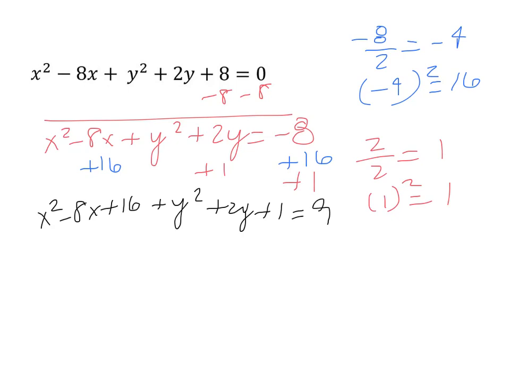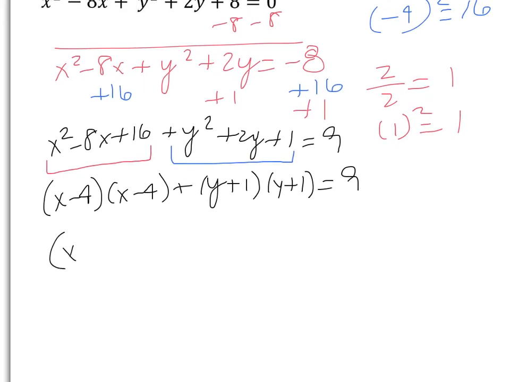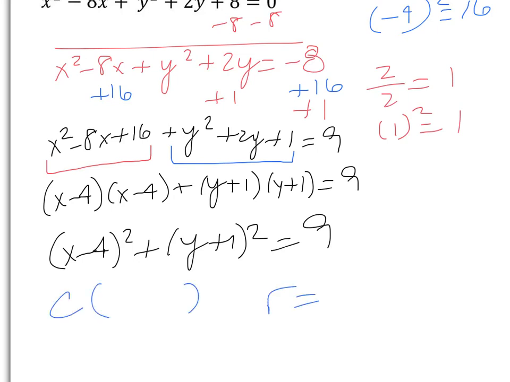equals 9. I'm going to factor the first part of this equation, and then I'm going to factor the second part of the equation. So it's going to be x minus 4 times x minus 4 plus y plus 1 times y plus 1 equals 9. I'm going to rewrite this as the product of a binomial squared, which is x minus 4 squared plus y plus 1 squared equals 9. And then I can easily identify the center and the radius. The center is at 4, -1, and the radius is 3.